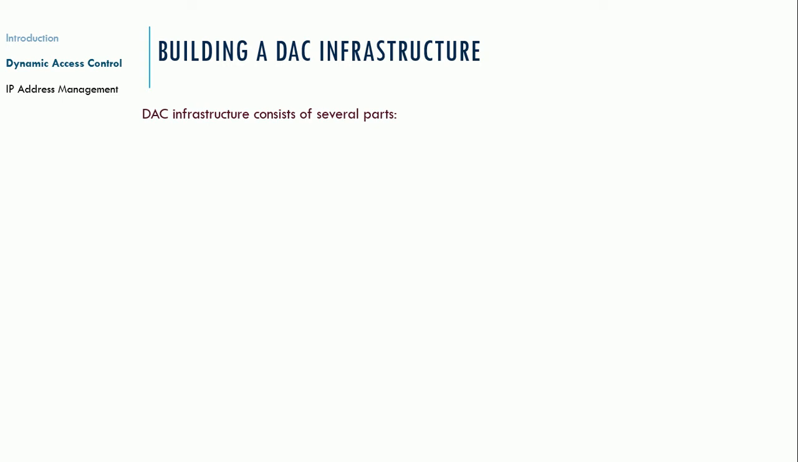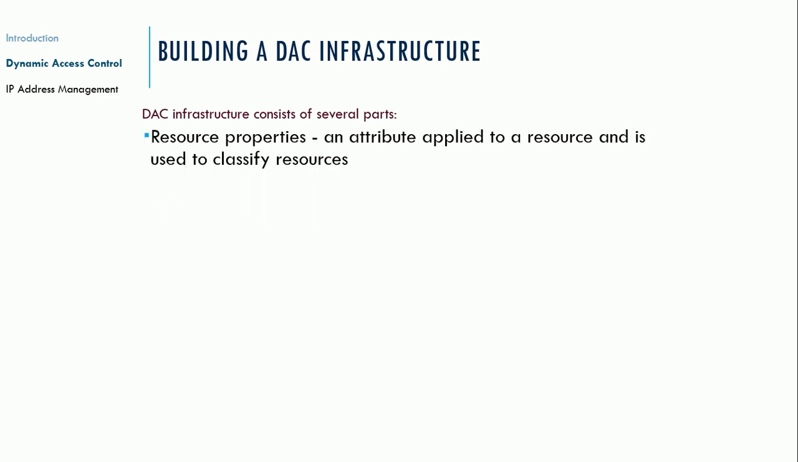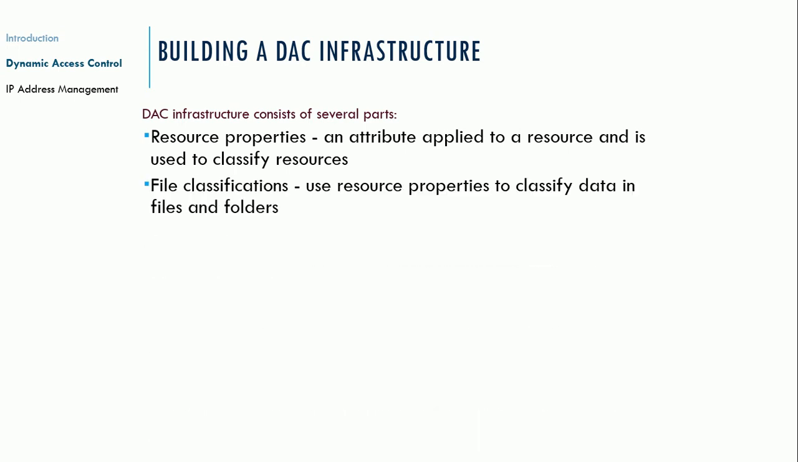So, building a DAC infrastructure. DAC infrastructure consists of several parts. You have the resource properties, which is an attribute applied to a resource and is used to classify resources. So that's the metadata that we're tagging on the resources that users are trying to access. And then you have file classifications, which are properties to classify data in files and folders. That's that metadata that I've been talking about.